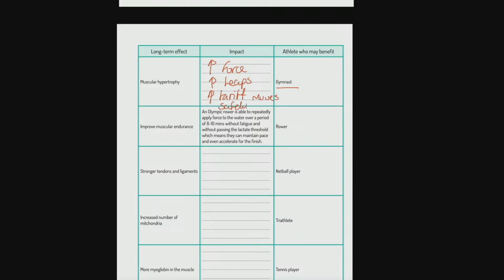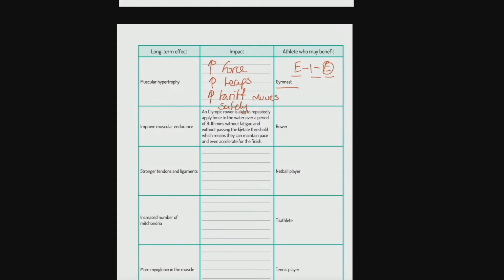Now, if you haven't looked at it, what I've just done is what's called the EIO model of making an example. I have done the EIO. I've done the example, the impact, and the outcome. The example is more force from muscle hypertrophy. The impact is higher leaps. The outcome is higher tariff moves safely. That is how we make examples in our discipline, in our subject.